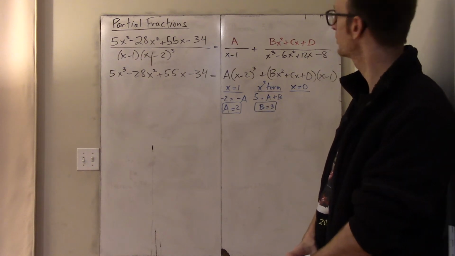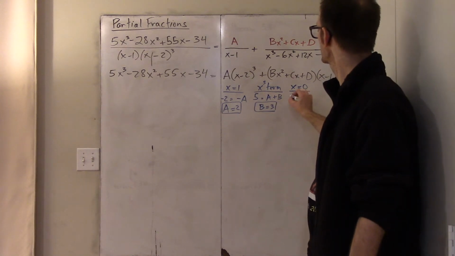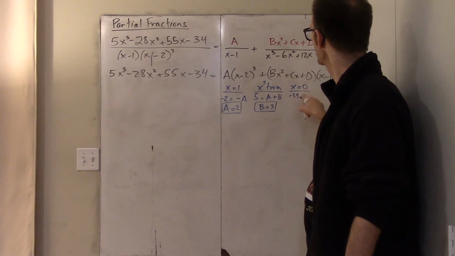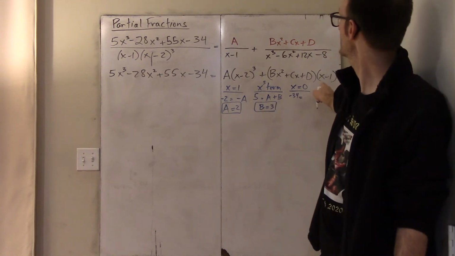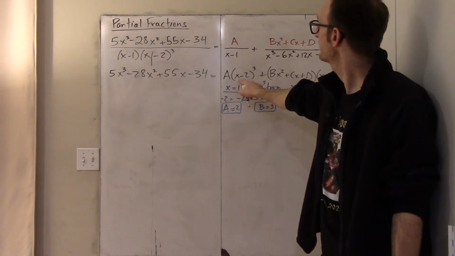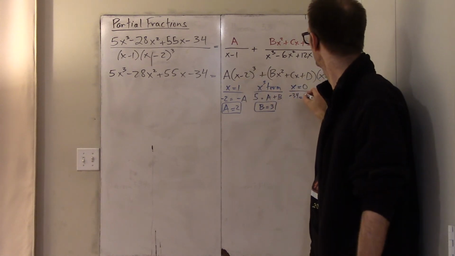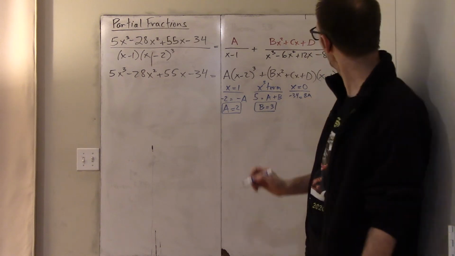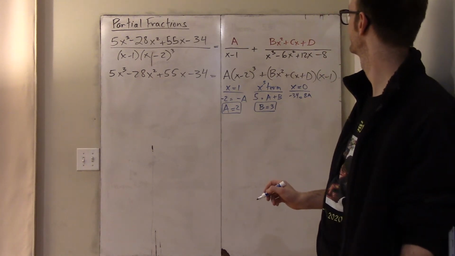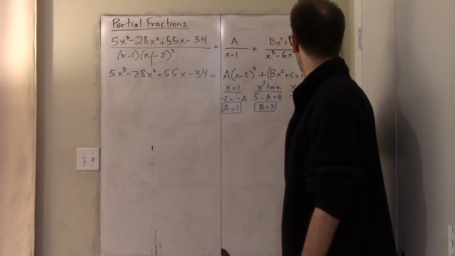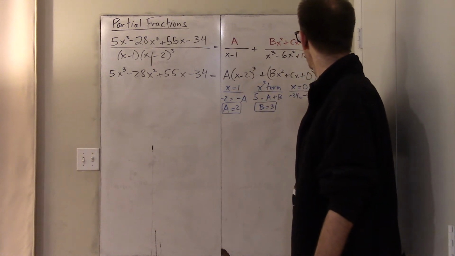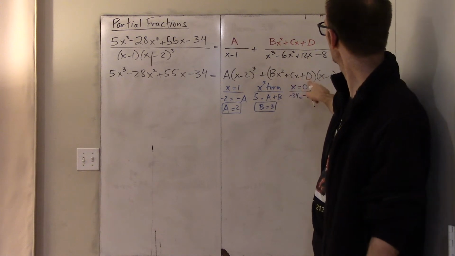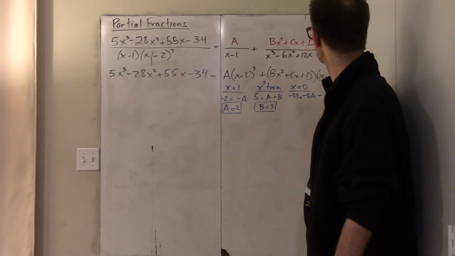Why is that so good? Well, I'm going to get certainly negative 34 on the left. But on the right, when I plug in x equals 0, that will give me negative 8a, because when x is 0, yeah, negative 8a. And when x is 0 here, I get d times negative 1, so minus d.